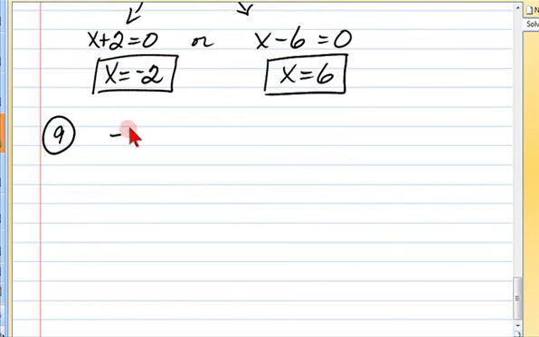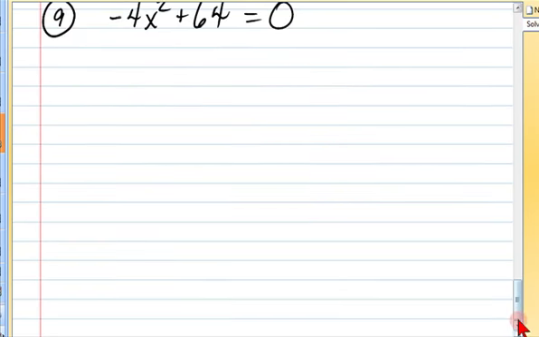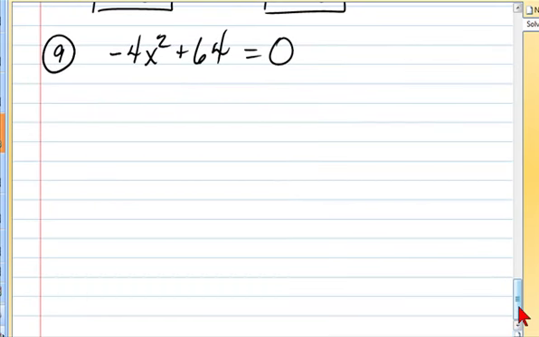Number 9, I have negative 4x squared plus 64 equals 0. All right, what's the first thing you're supposed to look at? Greatest common factor. And if the leading term is negative, then the greatest common factor needs to be a negative number. So what can I factor out? Negative 4. I had someone in my other class say negative 2. Well, yes, you can factor out a negative 2, but that's not the greatest. So we'll factor out a negative 4.